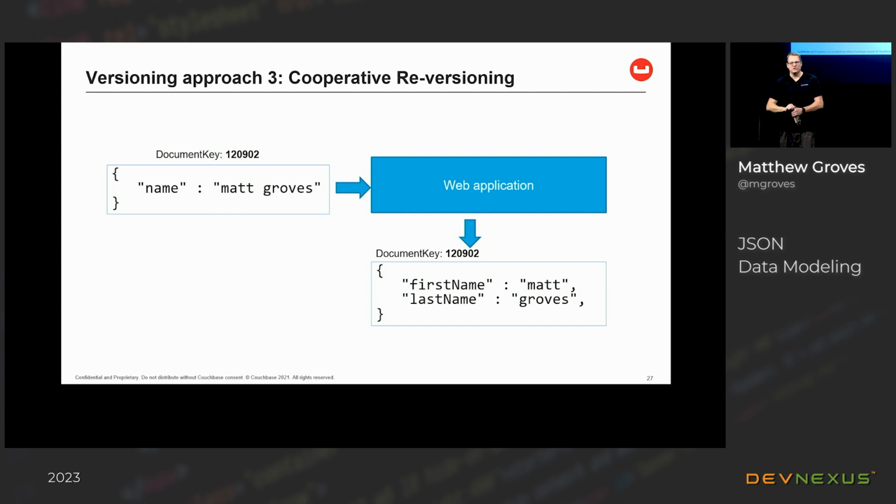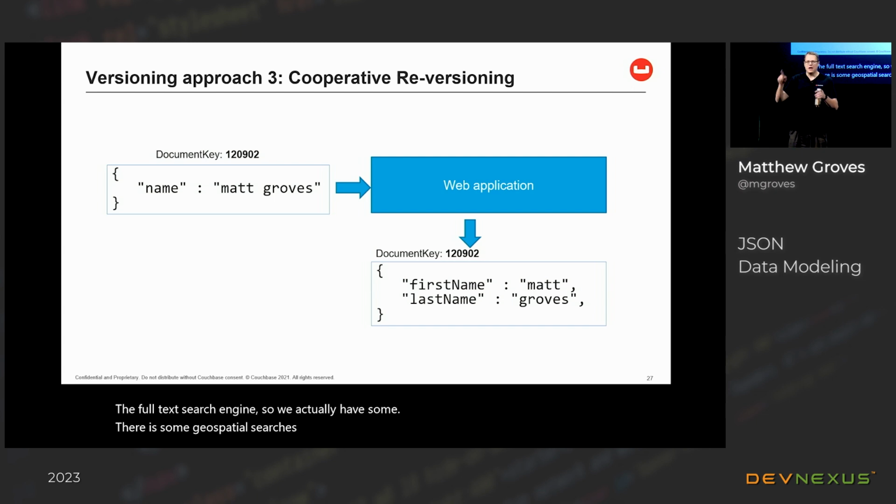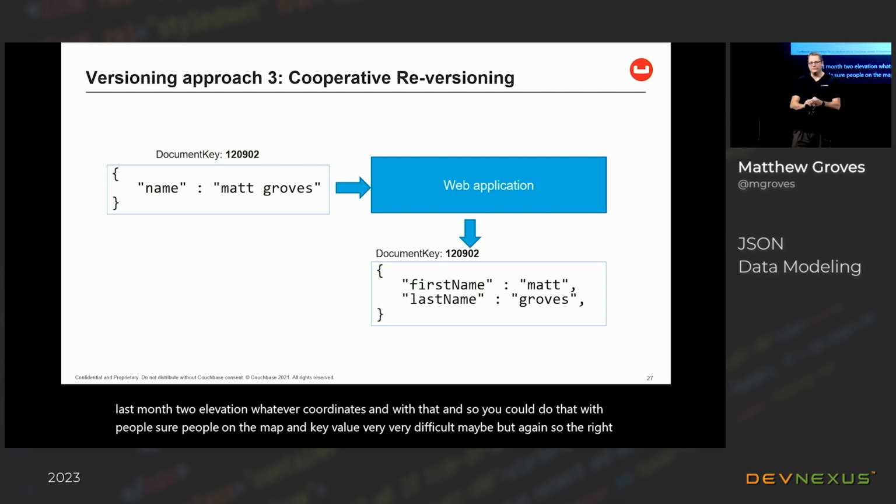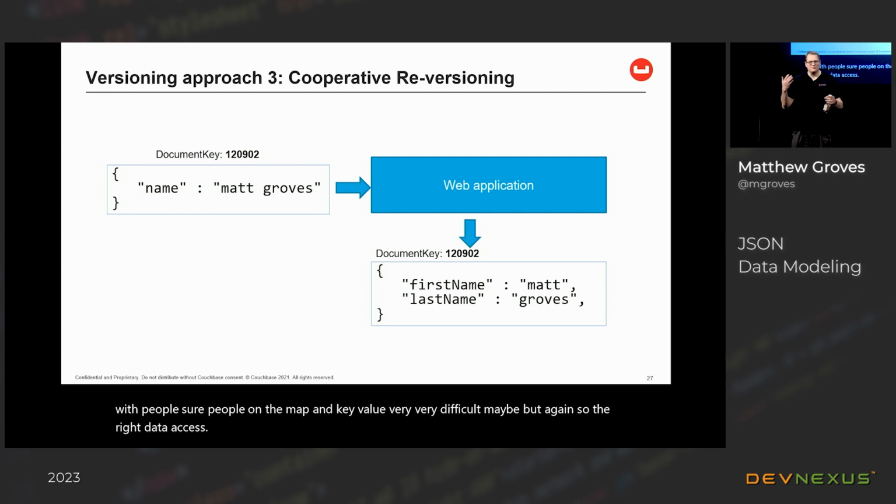So the question was modeling with geospatial data. I'm not sure I've done any, but with geospatial data, there's a JSON standard for it. And I mentioned the full text search engine. With Couchbase specifically, there are some geospatial search options built into that. So you can do a radius, box, or polygon search based on latitude, longitude, elevation, whatever coordinates with that engine. You could do that with SQL, sure. It's going to take a lot of math. Key value, very, very difficult, maybe. But the right data access method for that would be the full text search engine. I know that doesn't have geospatial in the name, but full text search has the geospatial capabilities.